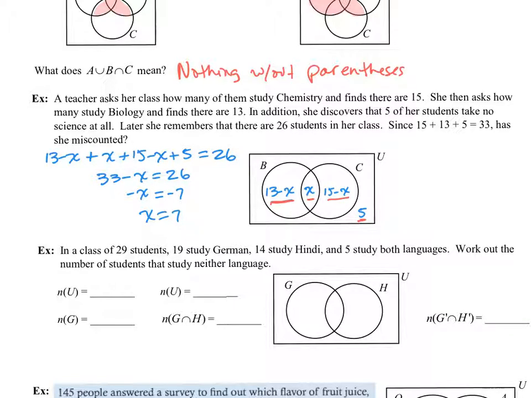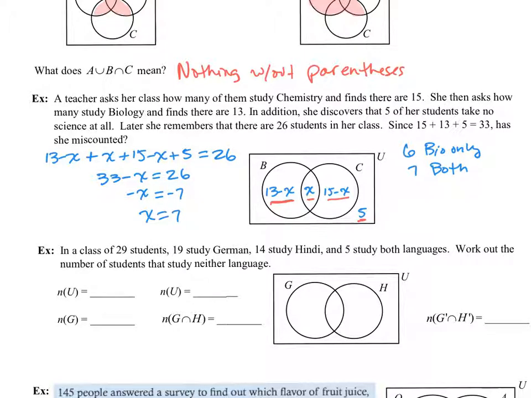So if 7 students take both biology and chemistry, then the number of biology only students would be 13 minus 7, or 6. So we have 6 students that take biology only. Okay, we have 7 students. Remember, X was 7, so we have 7 students that take both. So 7 students take both sciences.